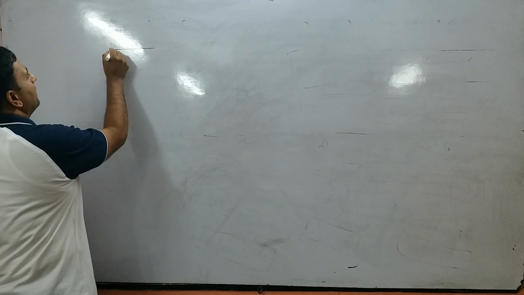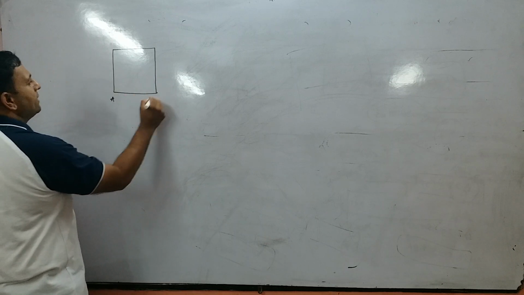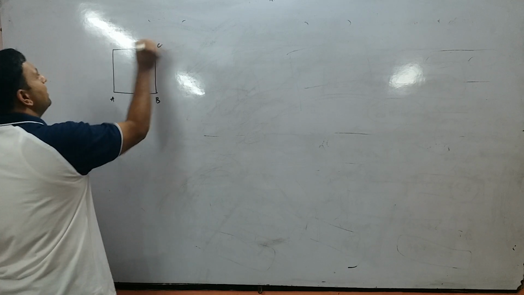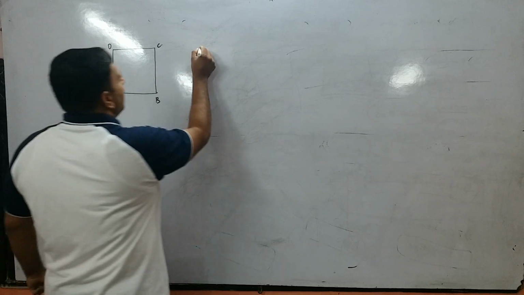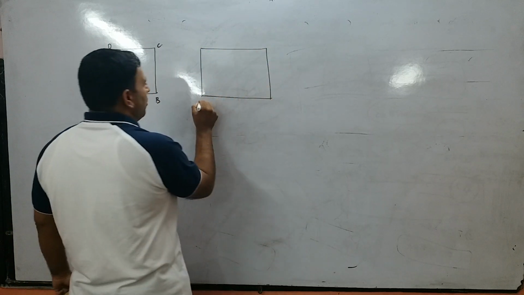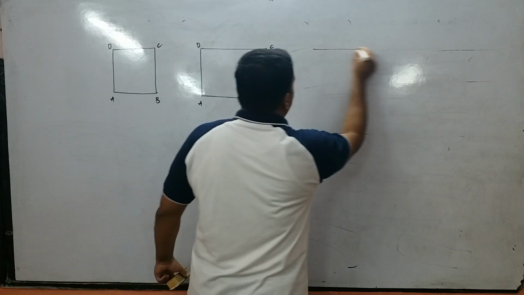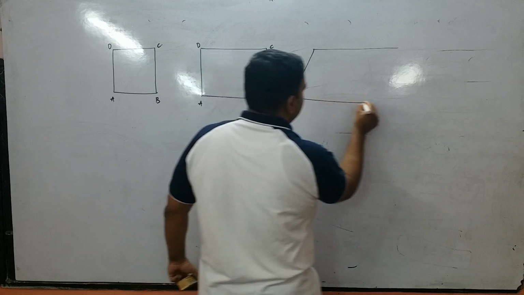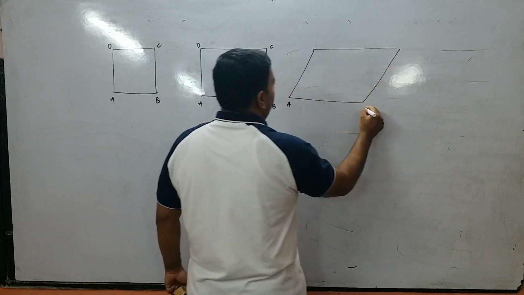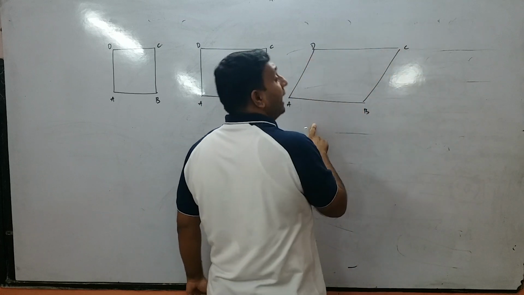You know that this is a square, and if I call this A, B, C, D, this is a rectangle. I'll call this A, B, C, D. Now I call this a parallelogram, A, B, C, D.